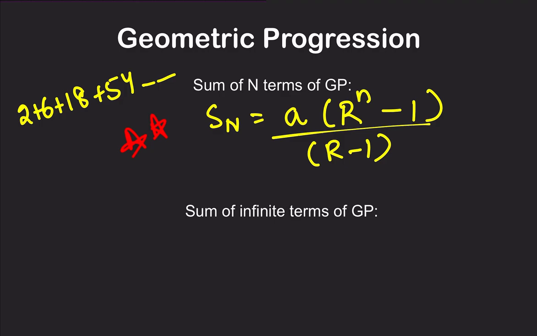A times r raised to power n minus 1, divided by r minus 1, and that is the formula for n terms of a geometric progression series. I hope this is clear. Now, the sum of infinite terms of a GP.